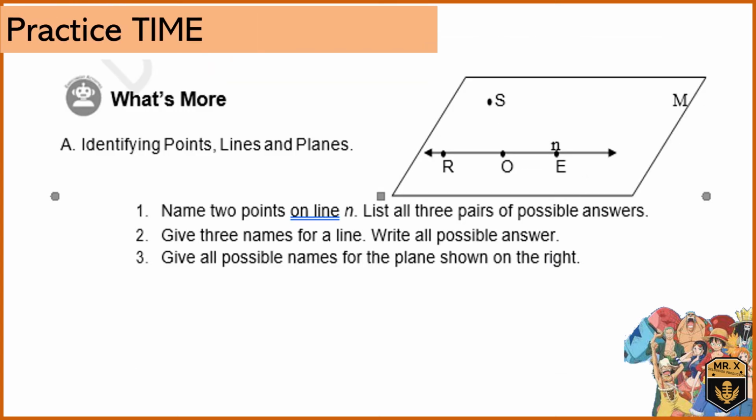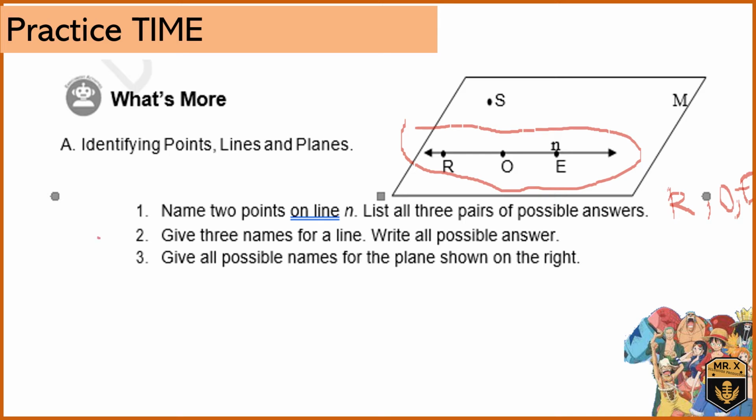Let's answer this activity. Identifying points, lines, and planes. Number 1, name 2 points on line N. List all 3 pairs of possible answers. Okay, looking at line N, what are the points on line N? We have point R, point O, point E. Okay, point R, O, and E. These are the points on line N.